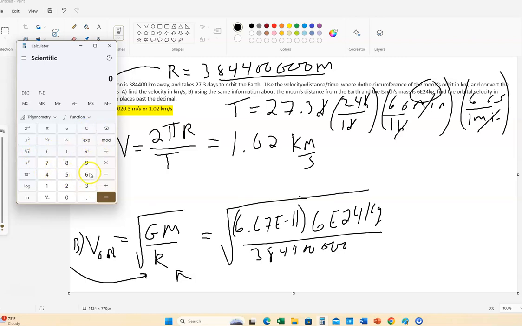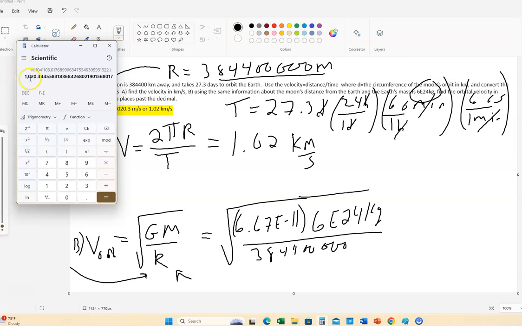It's going to be 6.67 times 10 to the minus 11th times 6 times 10 to the 24th divided by 384,400. And then you could say times 10 to the third, that works too. Here, I'll show you that works, right? So EXP to the third, all right? And then there's the answer. Now we have to take the square root of that, all right?